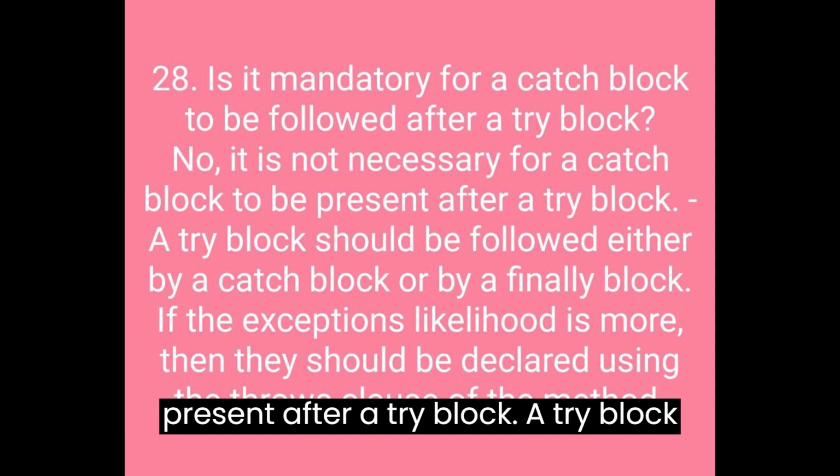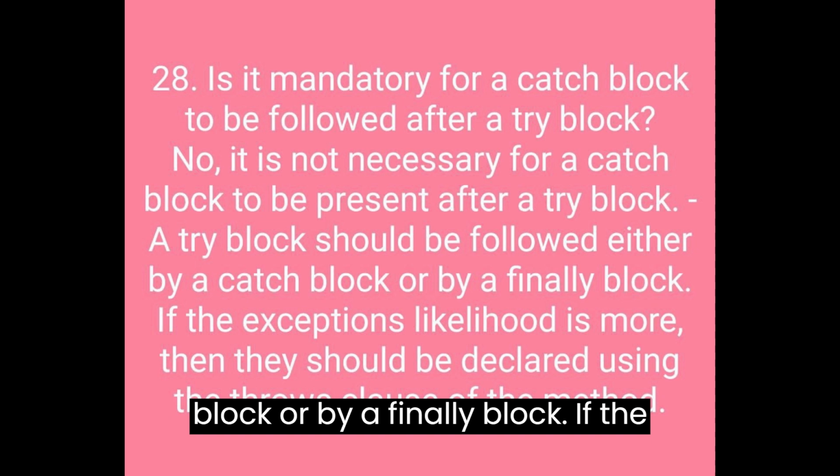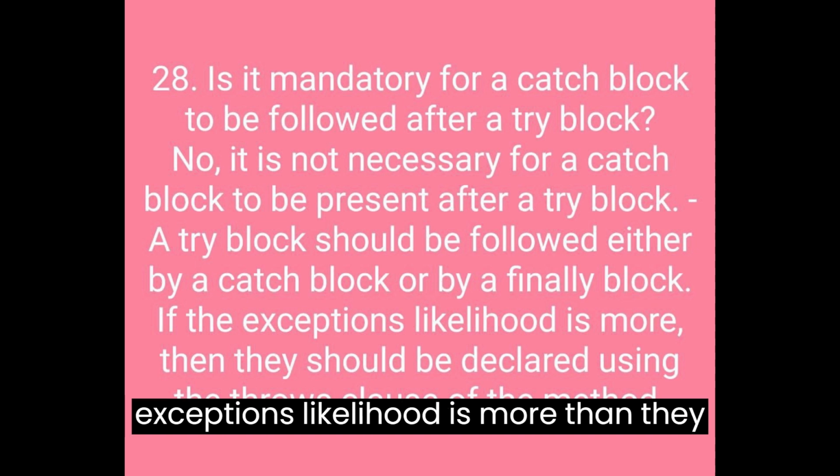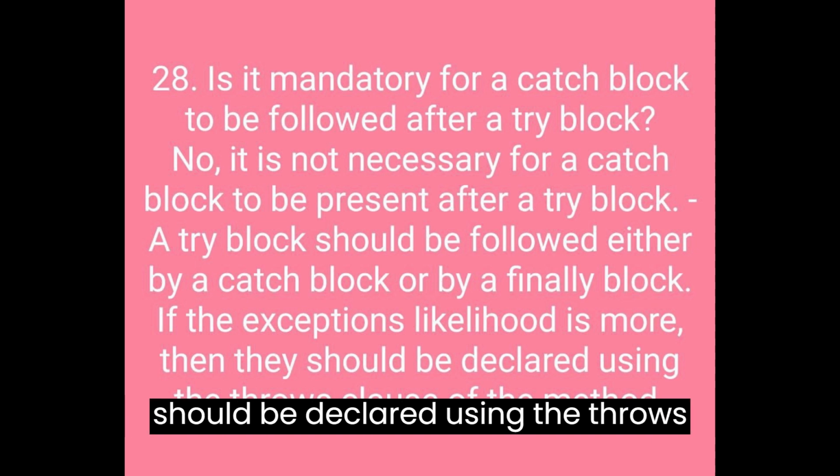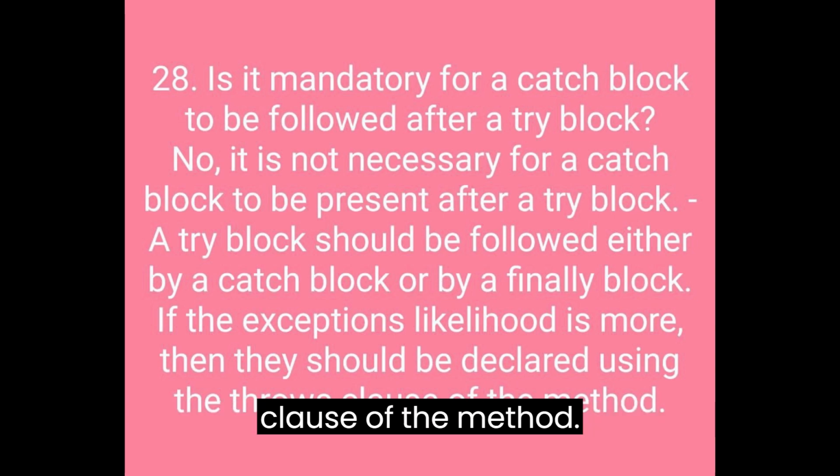A try block should be followed either by a catch block or by a finally block. If the exception's likelihood is more, then they should be declared using the throws clause of the method.